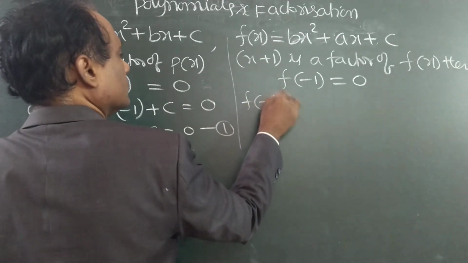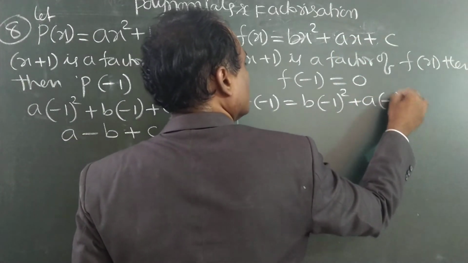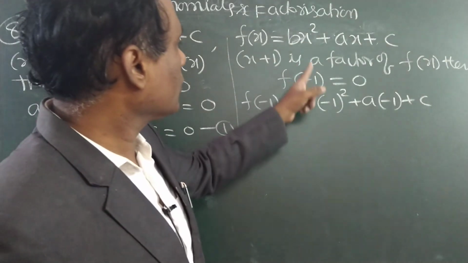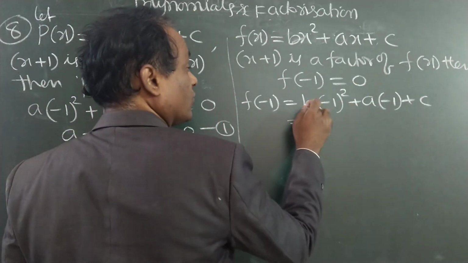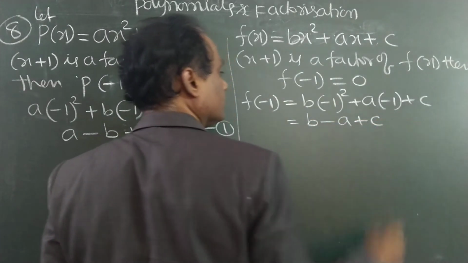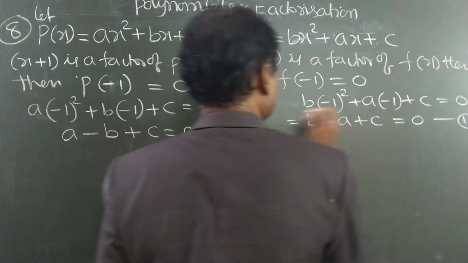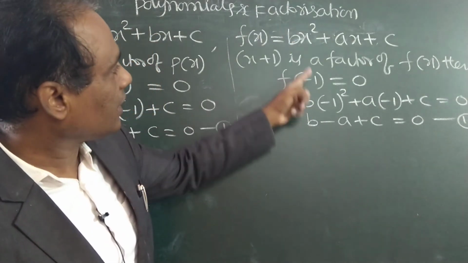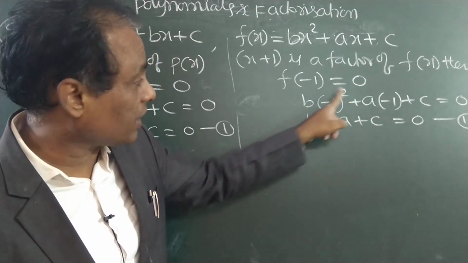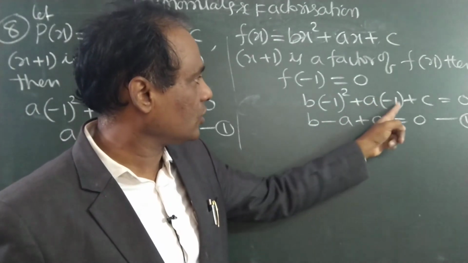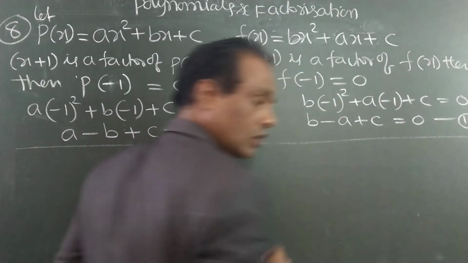F of minus 1, x is equal to minus 1. B into minus 1 whole square, A into minus 1 plus C. Minus 1 whole square is plus 1, 1 into B is B, minus A plus C. So f of minus 1 means B into minus 1 whole square, A into minus 1 plus C. Minus 1 whole square is plus 1, B into 1 is B, plus into minus is minus A into 1, A, plus C. Now, don't write. After doing this, don't write.